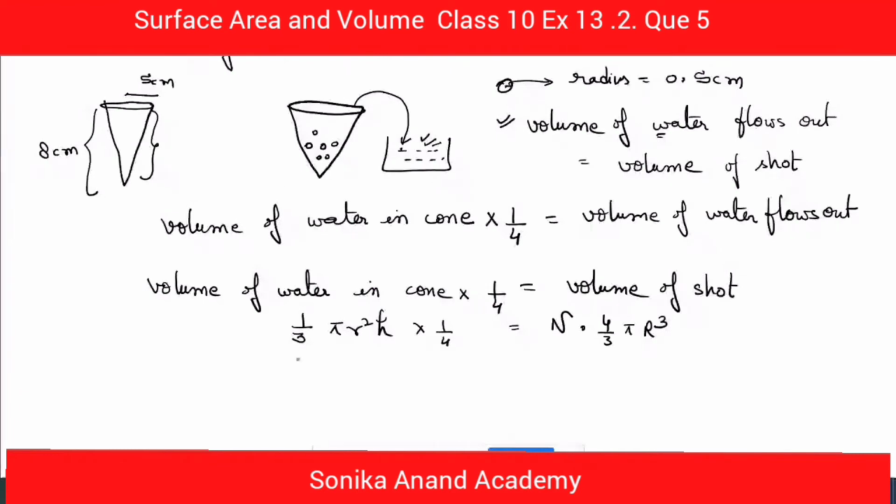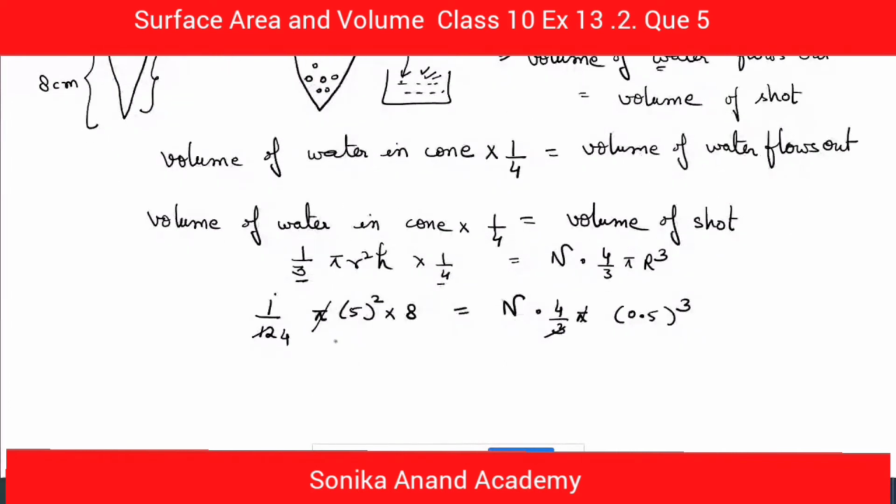So here 1 by 3, 1 by 4 becomes 1 by 12 pi. Now radius of the cone is 5 centimeters square and height of cone is 8 centimeter. Number of lead shots n into 4 by 3 pi, the radius of the lead shots 0.5 cube. Now we can cut pi and pi. 3 fours are 12. And so we are left with 25 into 8 by 4, which is equal to n into 4.